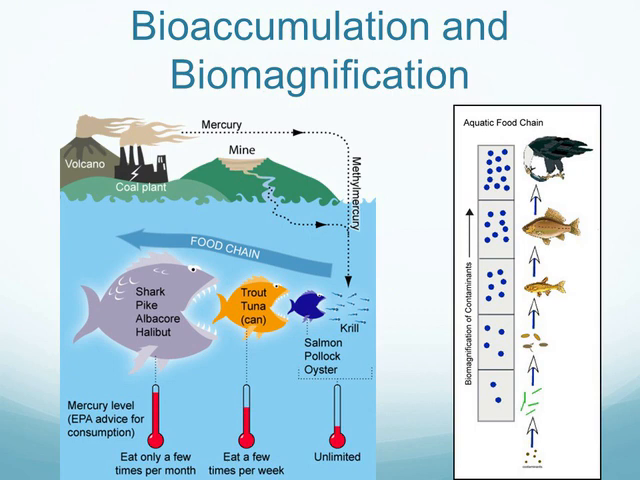And then once you get into your trout and your canned tuna, those probably should not be eaten more than a few times a week because that concentration is starting to increase. And definitely once you get to the halibut and the albacore tuna, you definitely do not want to be eating that more than a few times a month because that mercury concentration is so high.